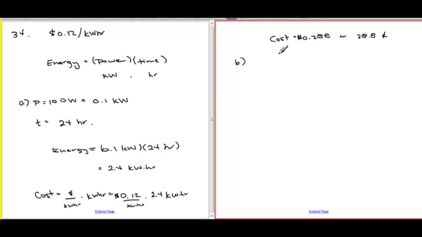Part B, operating an electric oven for 5 hours if it carries a current of 20 amps at 240 volts. In this case, we're not given the power. We have to calculate the power. So the power is the current times the voltage. So the power is the current 20 amps times the voltage, which is 220 volts. 20 times 220, 4,400, and the units are watts, or 4.4 kilowatts.